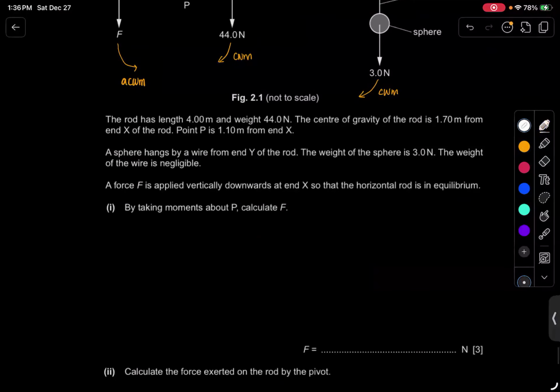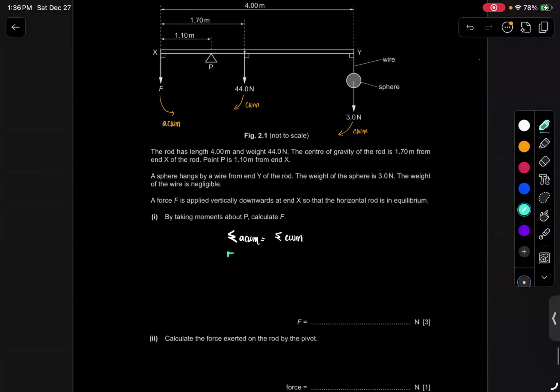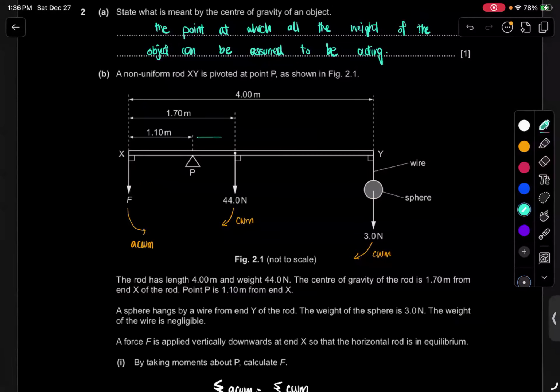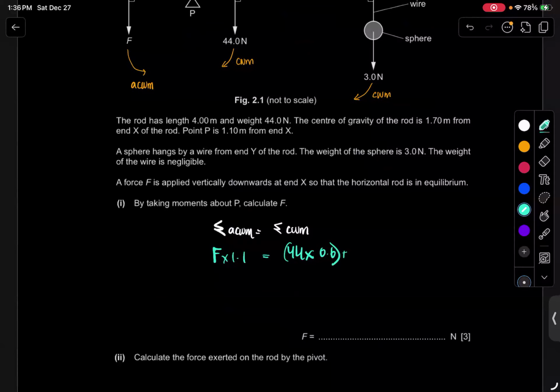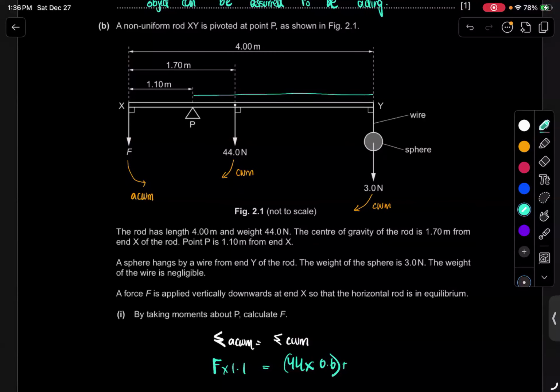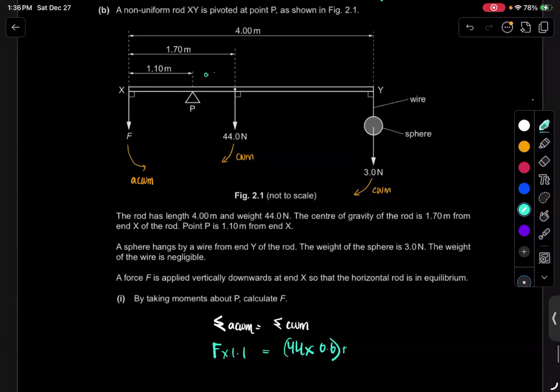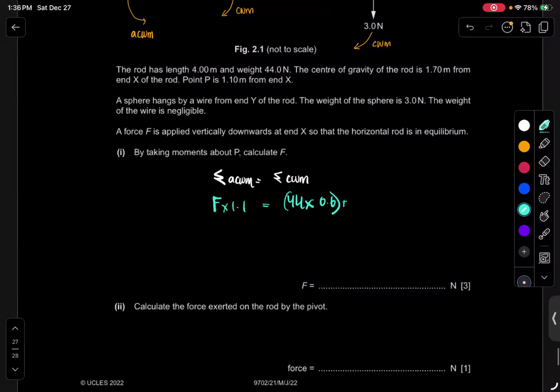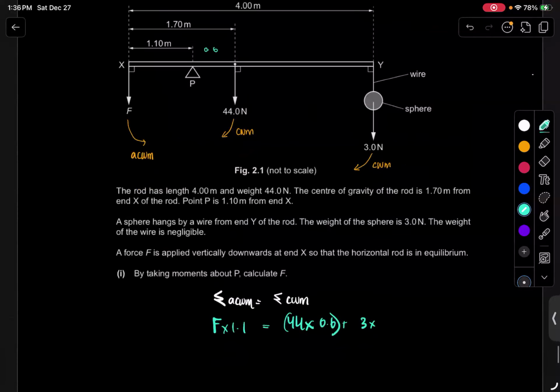By taking moments about point P, calculate F. Pretty simple. Sum of anti-clockwise moments equals sum of clockwise moments. Anti-clockwise moment is F times 1.1, equal to the clockwise moments: 44 times (1.7 minus 1.1), so 0.6 meters, plus 3 times (4 minus 0.6), because we figured out this was 0.6, so 3.4. Right now, this is pretty easy.